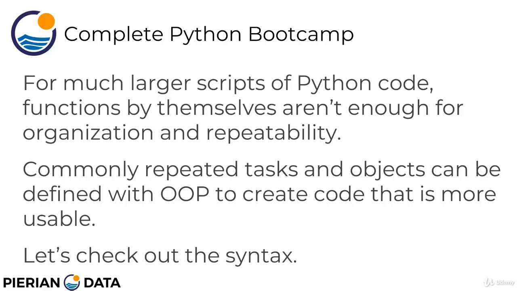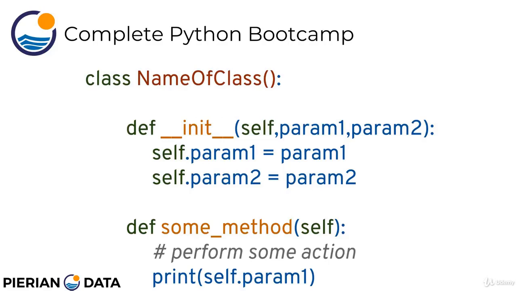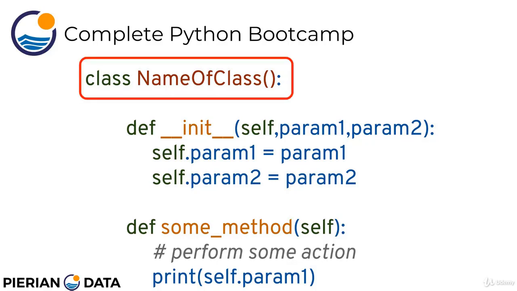Commonly repeated tasks and objects can be defined with OOP to create code that is more usable, especially across an organization. So let's check out the syntax of object-oriented programming, and don't worry about completely understanding everything we show you right now. We're going to take it step by step in a Jupyter Notebook through a series of lectures. But for right now, I just want to give you a brief overview of some special syntax calls that we haven't really seen before. The first one being the class keyword.